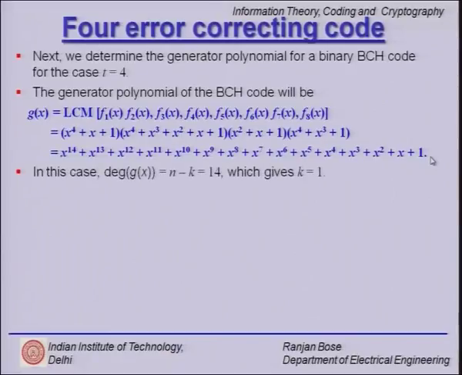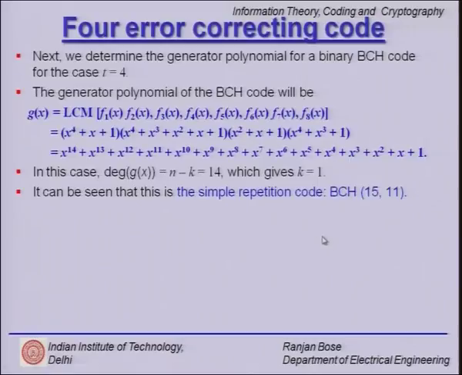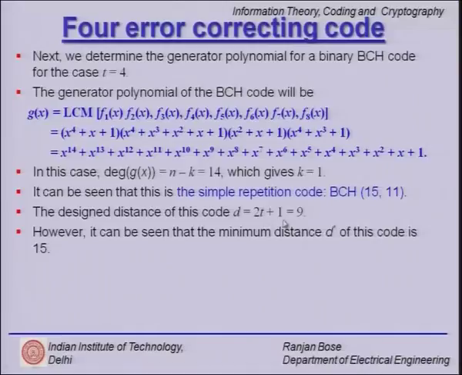Now, in this case the highest power is 14, n minus k equal to 14, consequently k is equal to 1, because this is an n is equal to 15 block length code. So, we have come up with a 15 comma 1 code, this is a misprint, and this is nothing but a repetition code. So, this is a 15 comma 1 repetition code.